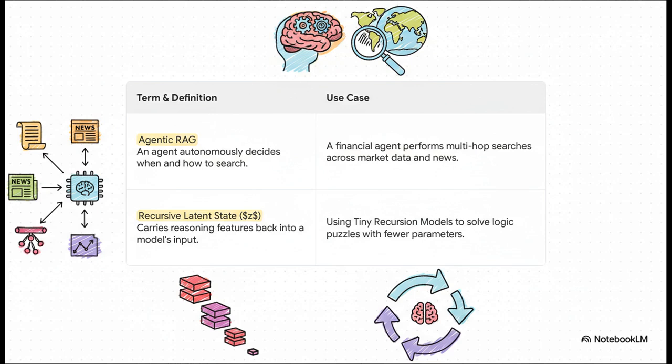And then, recursive latent state. Look, this is a peek into what comes after the transformer architecture. It's a wild idea where a model literally feeds a summary of its own thought process back into itself as input. The result, these incredibly deep, hyper-efficient models that can solve complex logic puzzles using way fewer parameters. Keep your eye on this one.